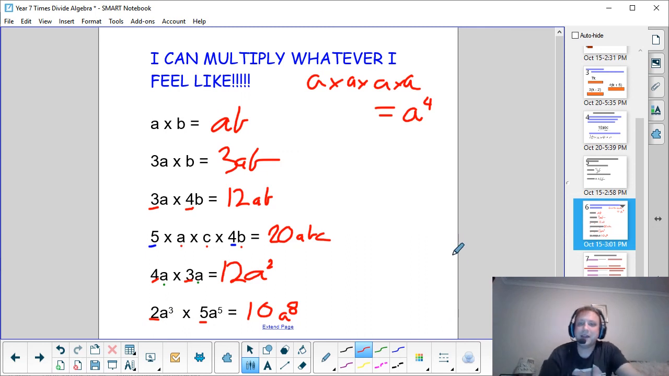Main thing is that you're just putting any numbers you see together, and you smush those letters together, and when you have the same letter, like up here, you can represent that as a power. All right, that is enough instruction to hopefully get you through this worksheet and hopefully get you back to school next Monday in one piece, and we'll see you then.